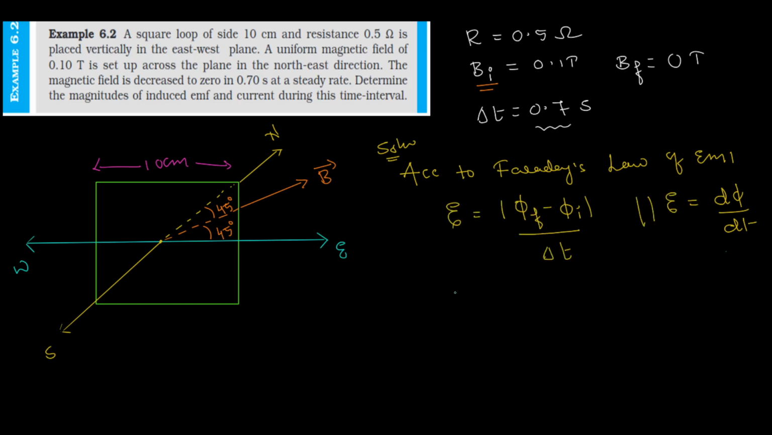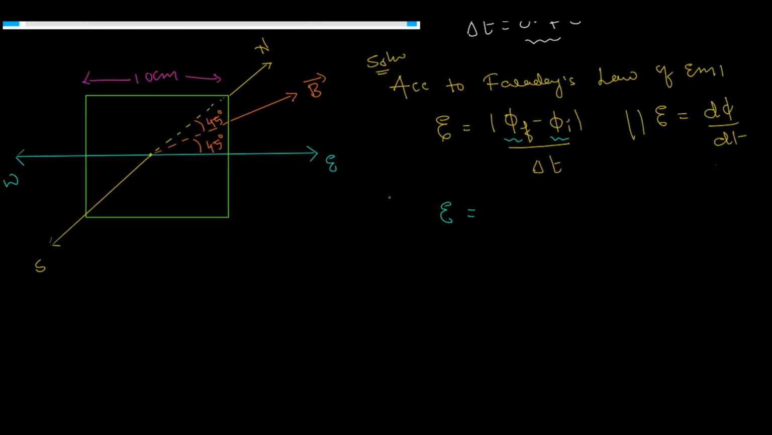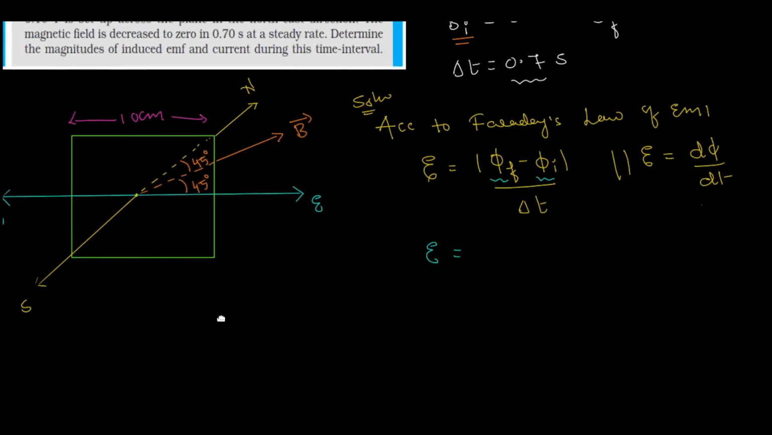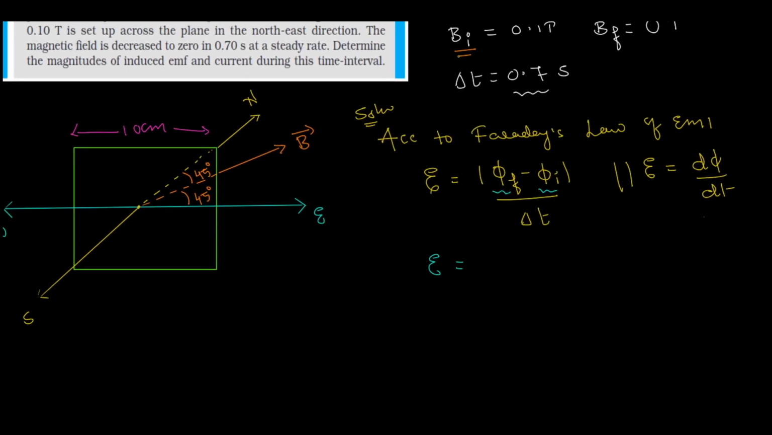So the induced EMF is going to be equal to, let me write the expression for final flux and initial flux, right? Or at least I'll try them somewhere else, and then I'll come back to this. Look at this, your magnetic field is so much, and the square is of side 10 centimeter. 10 centimeter in meters is 0.1 meter, right? So my initial flux would be, what's the expression for flux? B, the magnetic field, into area, into cos of the angle between the magnetic field and the area vector.